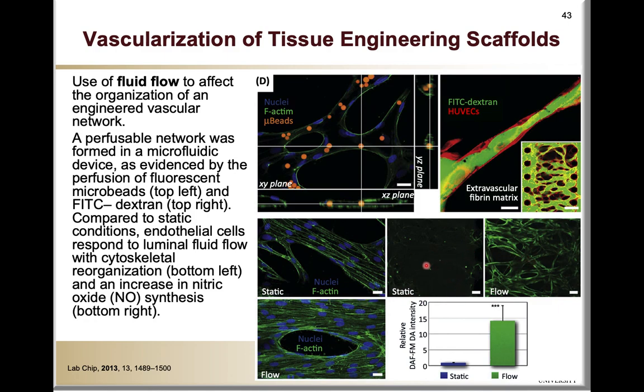In the absence of flow, there's very little nitric oxide production, while in the presence of flow, you do see nitric oxide production, which is what's quantified here at the bottom. And that's showing that not only does the organization of the cells change, but also their metabolic activity and their phenotype change in the presence of flow.